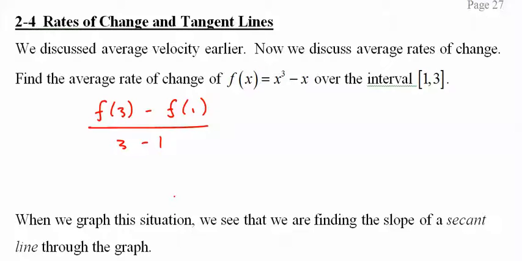So we blast this out on the calculator. And I believe we get 24. No, 27. No, 24. Minus 0 over 2. 12. And now we get some units going.